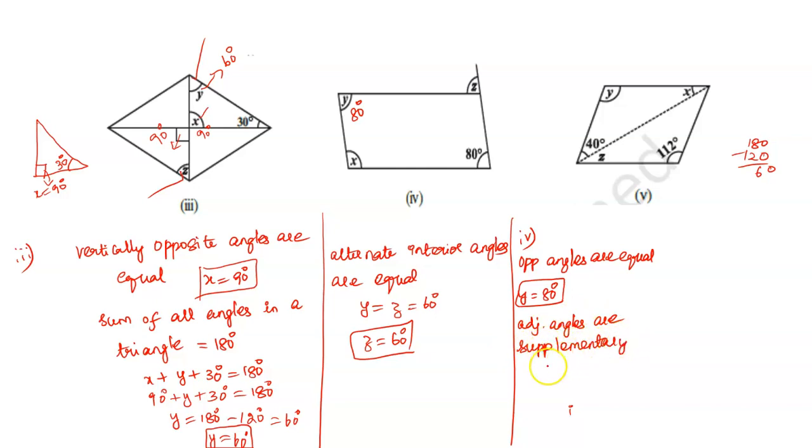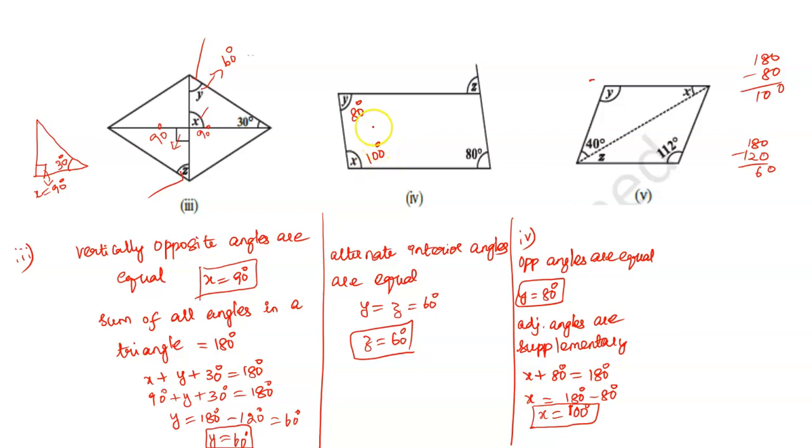Therefore x plus 80 degrees, these two angles when we add, we will be getting 180. So x is equal to 180 degrees minus 80 degrees. So 180 minus 80 is 100. So x is equal to 100 degrees. So this value is 100.